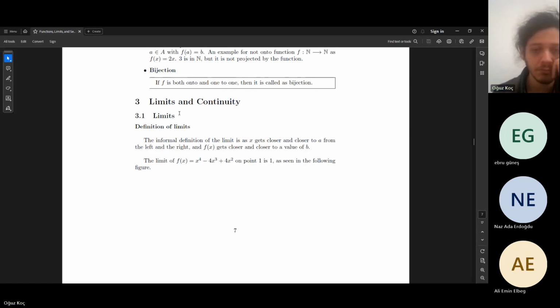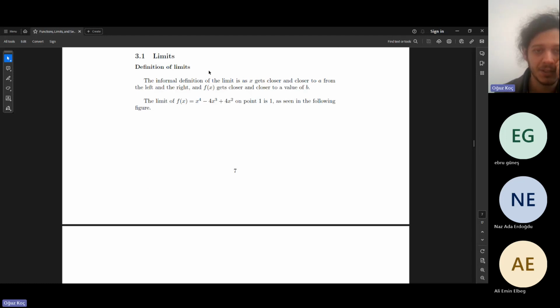Okay, we have limits and continuity in the next chapter. We can start with the definition of limits. The informal definition of the limit is as x gets closer and closer to a from the left and the right side, f of x gets closer and closer to a value b. What we mean here is that when we get close to the value a from the left and right side, the function f has to map the value a to the value b, and it also has to get closer to b.